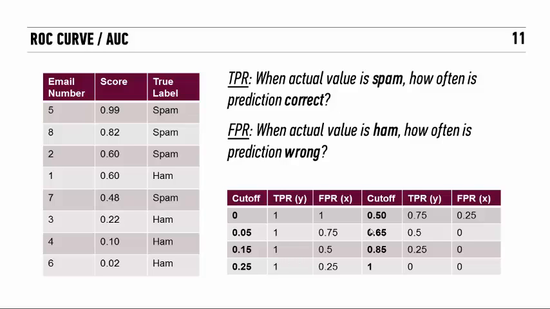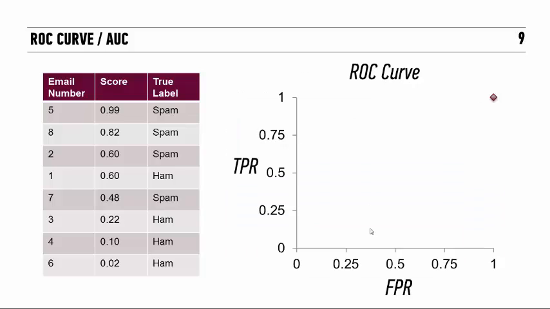Sure, definitely. What it's going to do is start here, and then it's going to go like that. And then the area under it between that and the 45-degree line would be the AUC. Actually, the area would just be everything. It wouldn't just be between the 45-degree line.